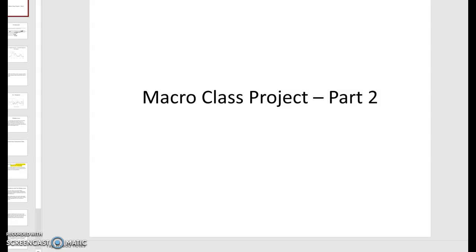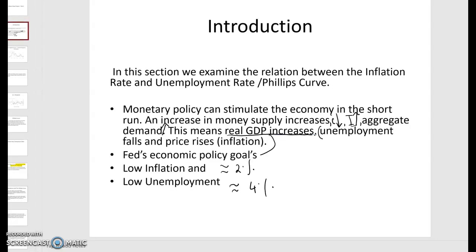Hey everyone, let's look at this second part of the macroeconomics class project. We will be testing the Phillips curve relationship, that means the inverse relation between inflation rate and unemployment rate. We know that as money supply increases, the interest rate, denoted by small i, goes down and investment, denoted by big I, goes up, which increases aggregate demand and real GDP, and decreases unemployment rate and increases inflation rate.